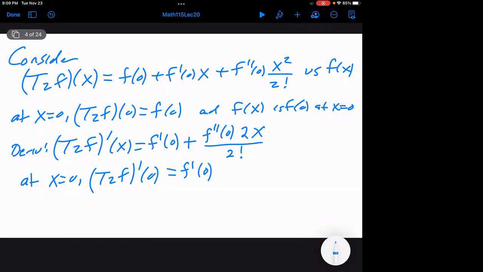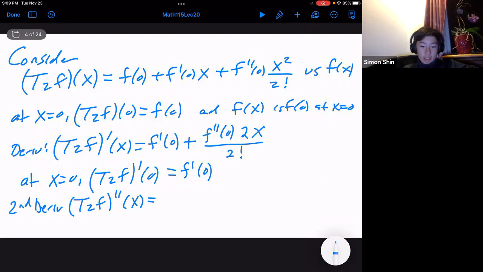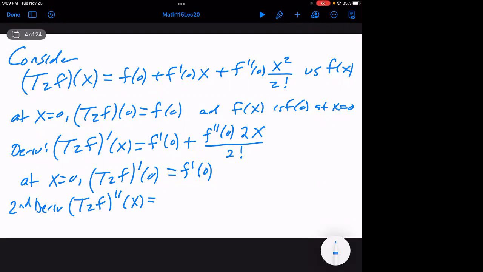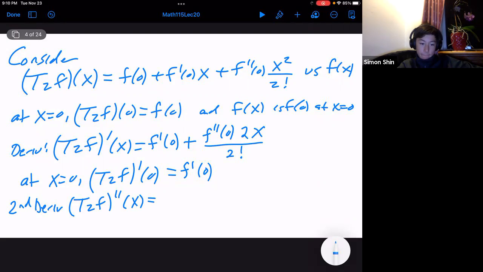Good. So we're trying to compare it to f of x. They have the same value. They have the same distance at 0. They have the same speed at 0. What should we look at next? Yes, the second derivative. So we need T2 f double prime of x. Simon, I think it's your turn. What's the derivative of f prime of 0? It would still be 0. And then Zeke, what's the derivative of f double prime of 0, 2x over 2 factorial?